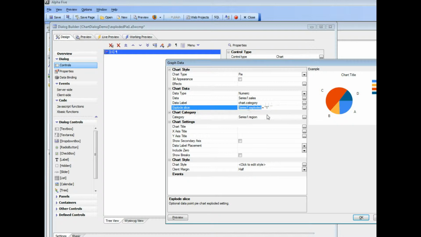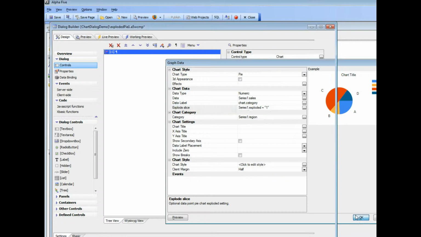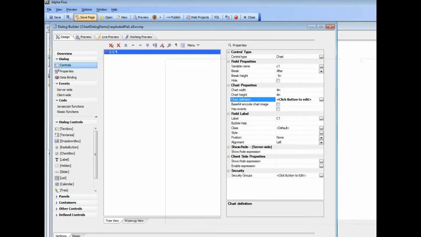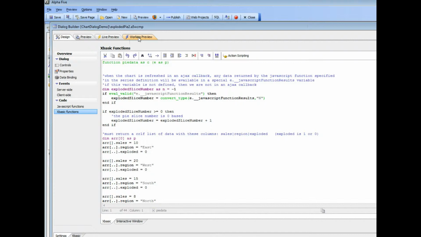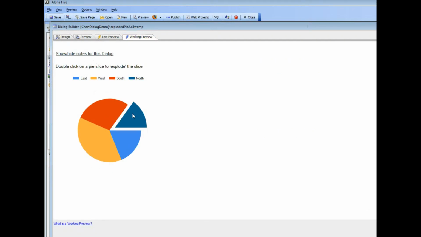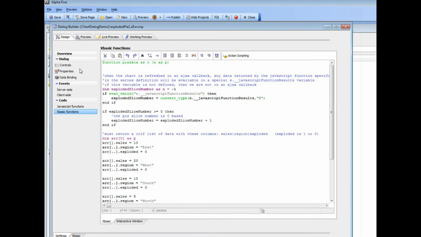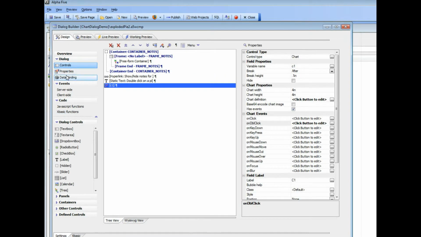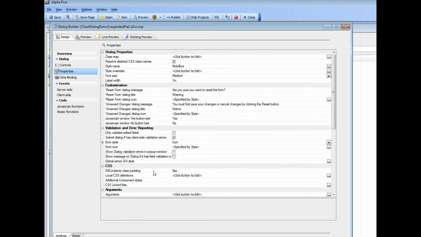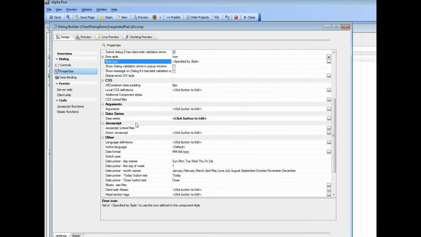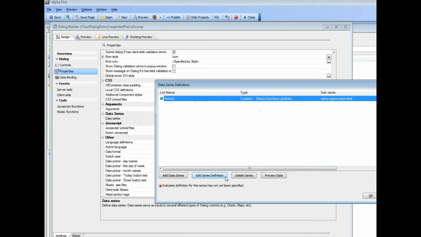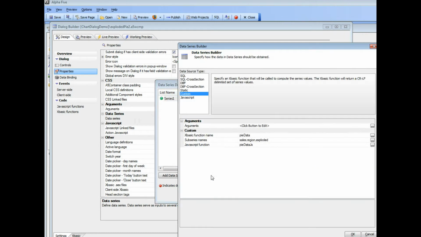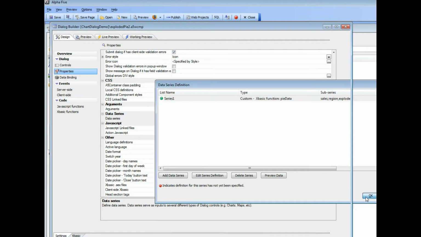Now that we understand the process by which a pie slice is exploded, let's go back to our real example where we have AJAX callbacks that trigger the exploding of a pie slice. Let's go back now and first take a look at our data series. Again we can see here that the data series is based on an XBasic function, and the XBasic function is called pi data. So let's go now and look at pi data.